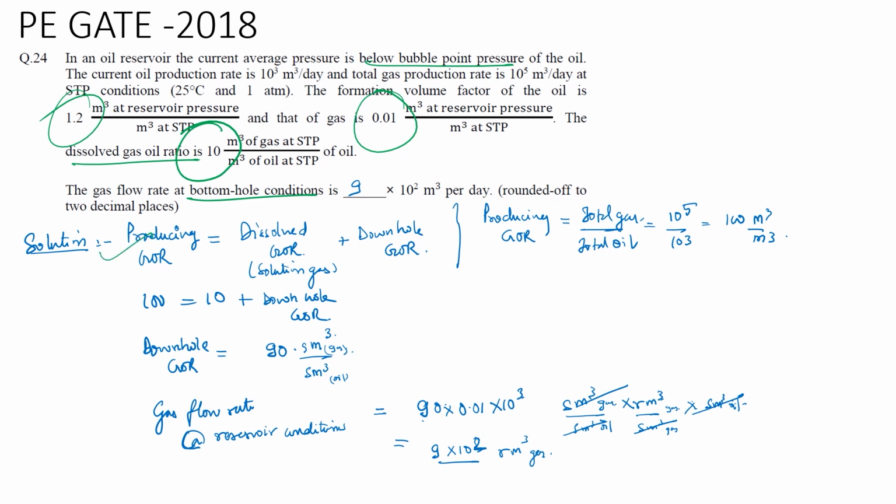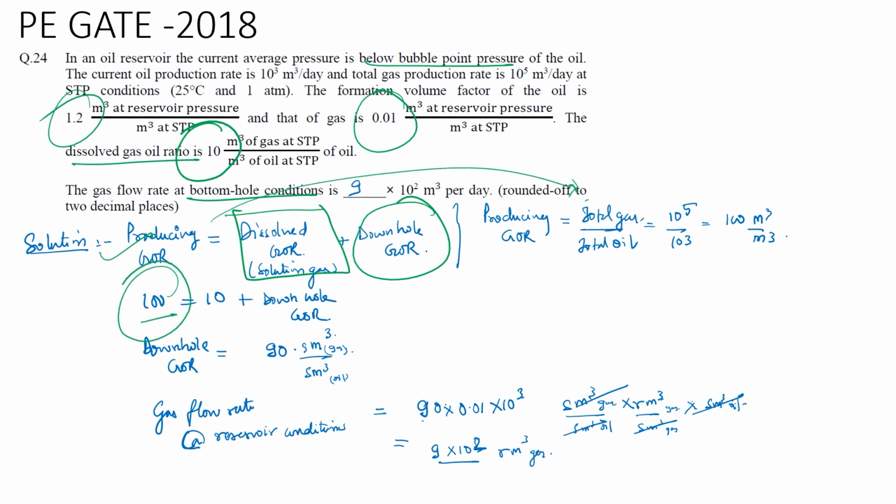We know that producing GOR is equal to dissolved GOR plus downhole GOR. Now to find the producing GOR, we know that producing GOR means cumulative gas upon cumulative oil, that is, produced gas upon produced oil. Since it is given in the question that 10⁵ of gas is produced at the surface and 10⁵ oil is produced at the surface, I can get my producing GOR as 100.